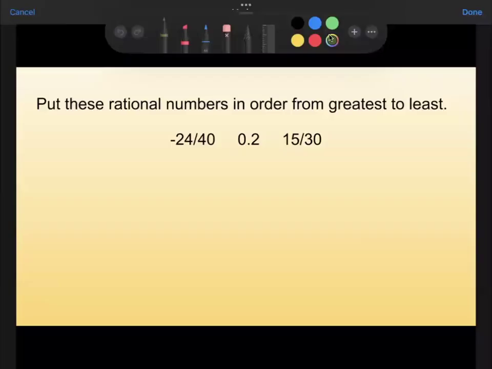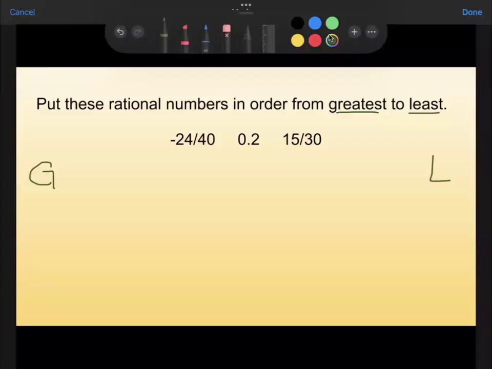Okay, here is the first example we're going to do together. We're going to put these rational numbers in order from greatest to least. So we have negative 24 over 40, 0.2, and 15 over 30. I'm going to go ahead and underline greatest to least. It's very important that we make note of what order they're asking for. So I'm going to put a G over here and an L over here. That will remind me that greatest goes on the left and least goes on the right, which is the opposite of how we're used to thinking about it, particularly with a number line.